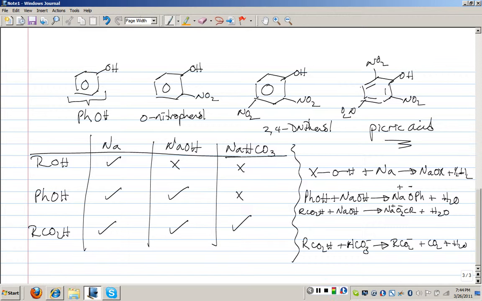Now, there's a caveat. Remember, we are talking about unsubstituted phenols. All bets are off if I start to place nitro groups, especially strategically, on the phenol. So if I had o-nitrophenol as my candidate, the o-nitrophenol would dissolve in both sodium hydroxide and sodium bicarbonate with effervescence. Because, as I said, o-nitrophenol is even more acidic than a carboxylic acid.